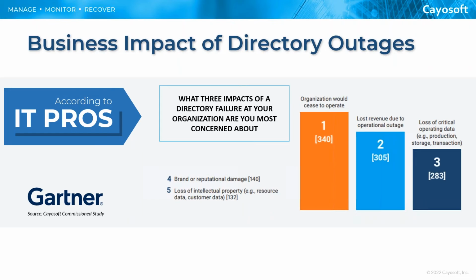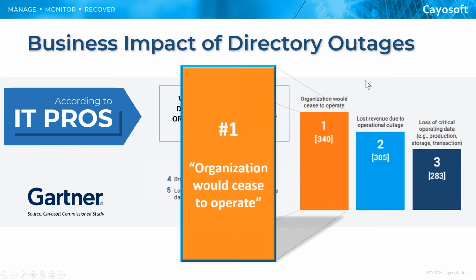And so again, this is part of that same Gartner study. What were the 3 most important impacts of a directory failure to your organization, and what are you most concerned about? Number 3 was loss of critical operational data. So you have production going on, and that might be tied to accounts where they're logging in Active Directory to record orders or whatever. So that stuff gets lost. Money, you're going to lose money because people can't do their jobs if there's an outage. But number 1 was certainly the ceasing of operations of the business.